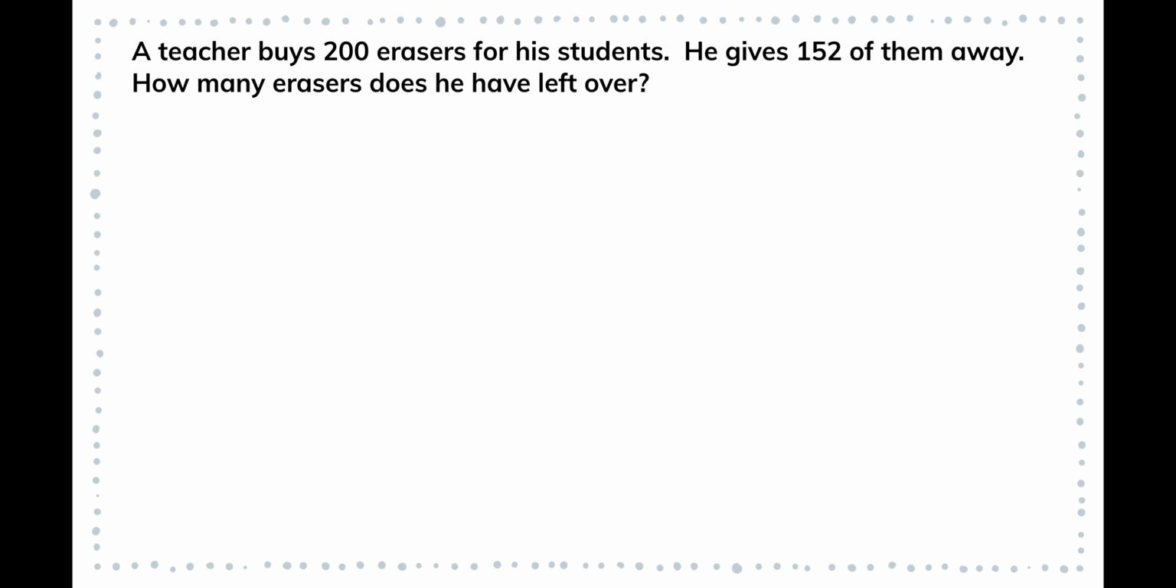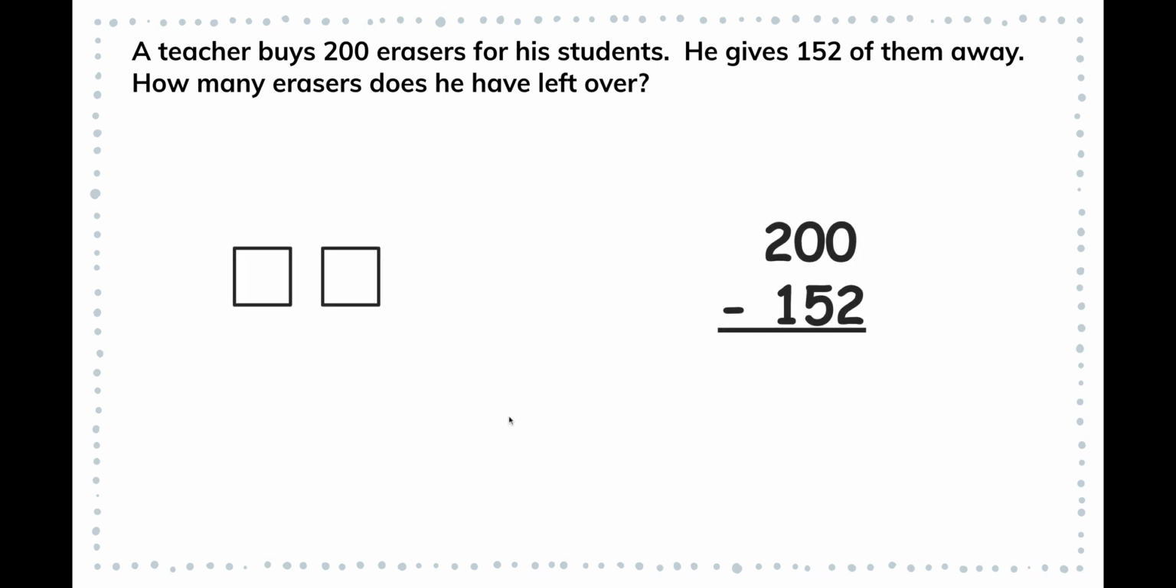Right now, think in your mind, what in this problem tells you if you add or subtract? Of course, this problem starts out with the total. The teacher buys a total of 200 erasers. He gives away part of the erasers and he has part left over. So we have a total and the part, and we need to find the other part. So let's set up a problem. The problem will look like this.